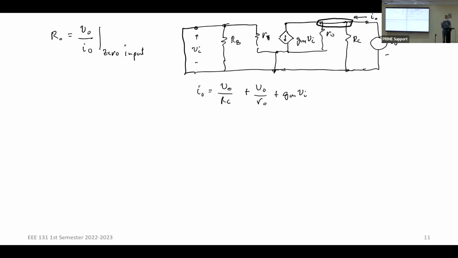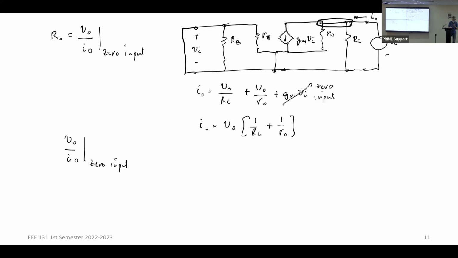Okay. Do you notice anything here? What can I cancel here? Ano yung matatanggal ko dyan? Yeah, V sub I. Why? Kasi short natin yung input, no? So we can take out V sub I. No? This is because this is zero input. Okay, so what is I sub O? I sub O is just V sub O 1 over RC plus 1 over R sub O. No? So V sub O over I sub O, this is at zero input, which is equal to capital R sub O, is just 1 over RC plus 1 over RO, no? Which is actually RC in parallel with RO.